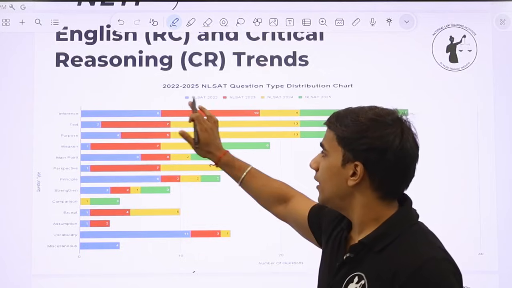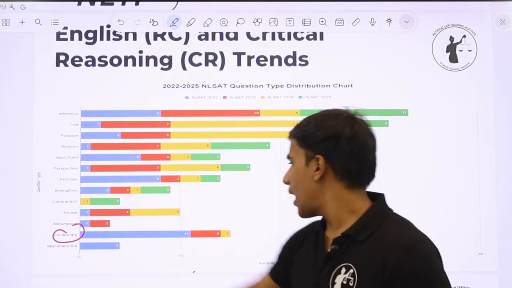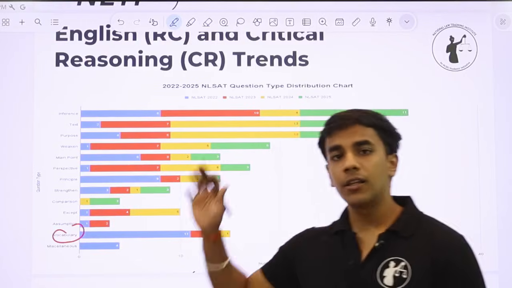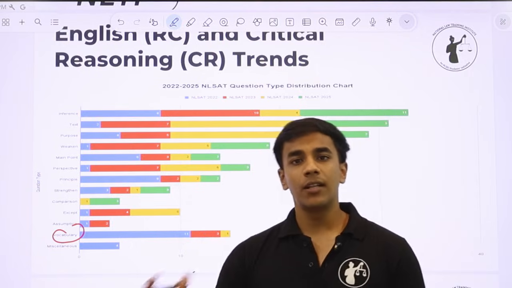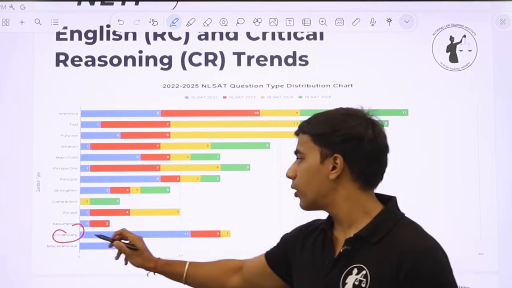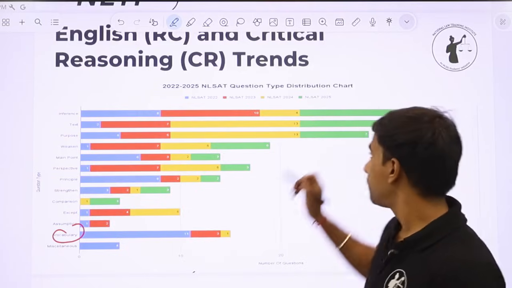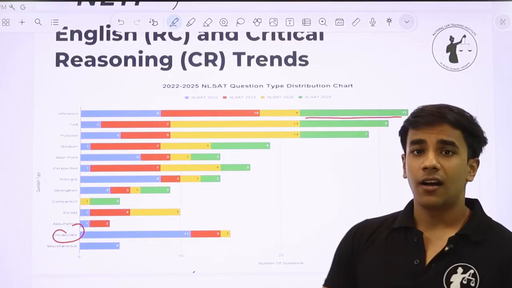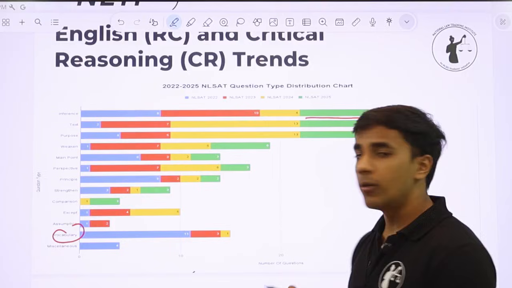So now, as you can see in NLSAT 22, there was a greater focus on vocabulary. आप देखो कि vocabulary तो NLSAT 25 में पूछी ही नहीं गई है, but क्योंकि NLSAT 22, 23, 24 बहुत ही text heavy थे and similar to CLAT थे, there was a great focus on vocabulary. But now you see NLSAT 2025, you see this line, there is this indent here that a lot of inference questions were asked in NLSAT 2025.